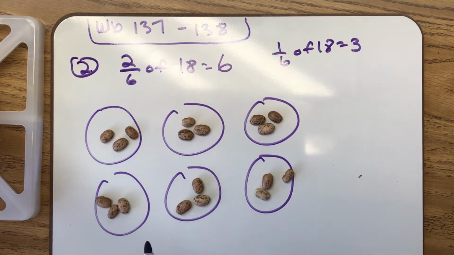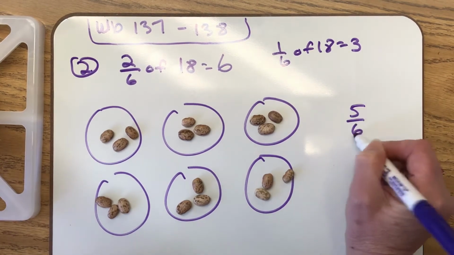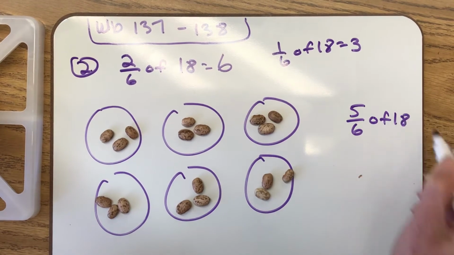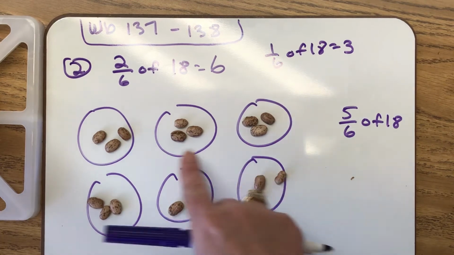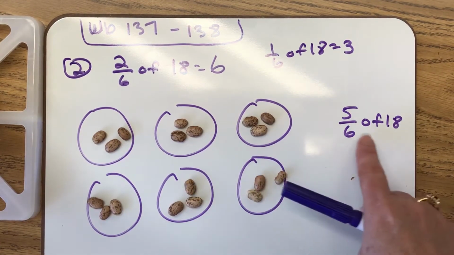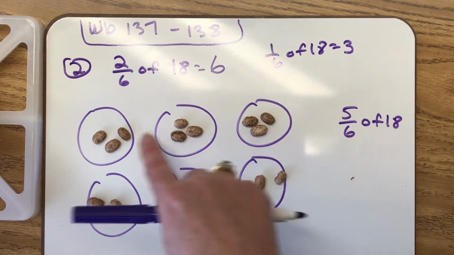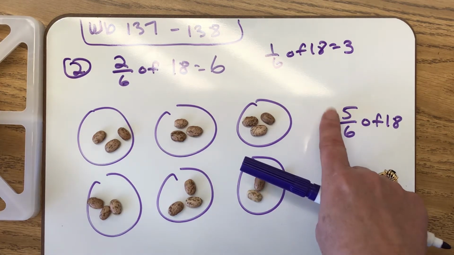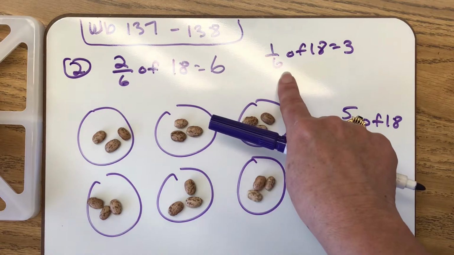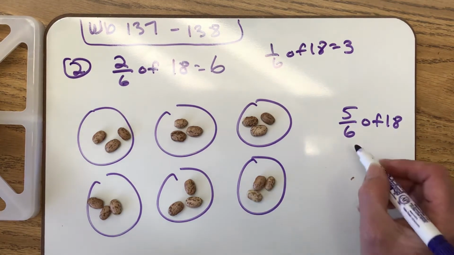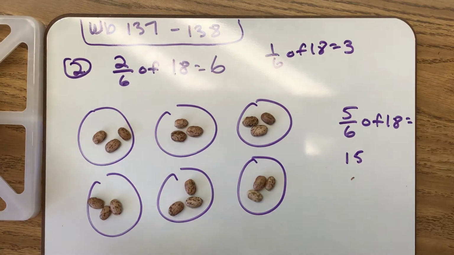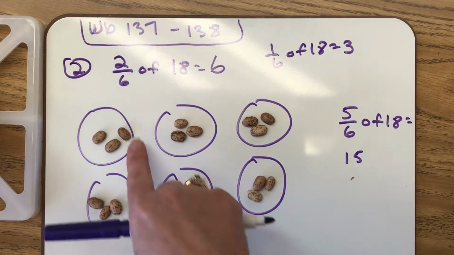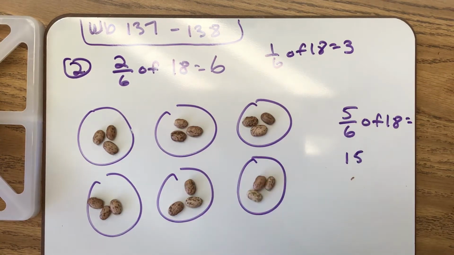Now if you look on page 139, number 6 is similar. Number 6 is 5/6 of 18. It's the same number of beans, the same number of circles. I still had 18 beans, and I need to divide them into sixths. But this time I need 5 of the sets, because my numerator is 5. So I have 3 beans for each sixth, times 5 would equal 15. So 5/6 of 18 equals 15.